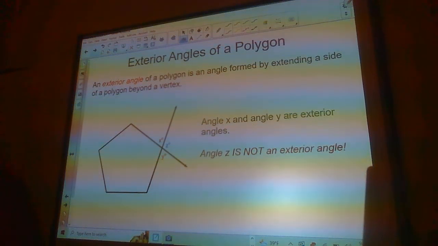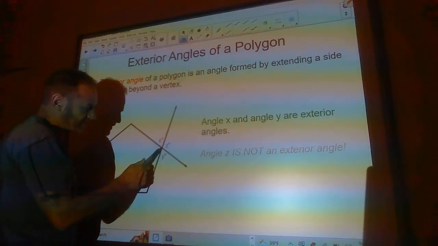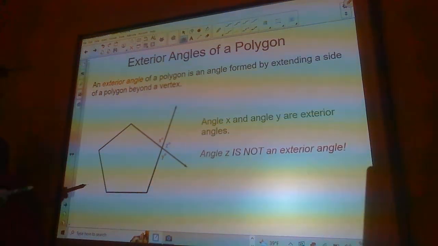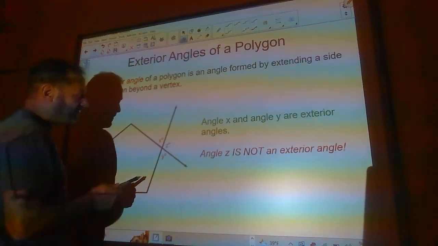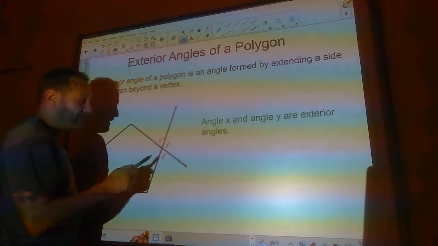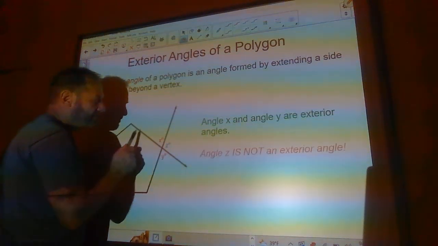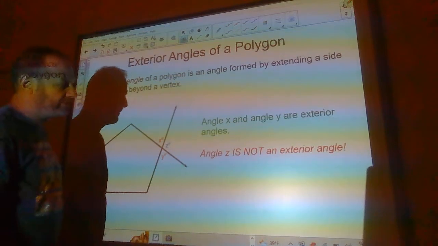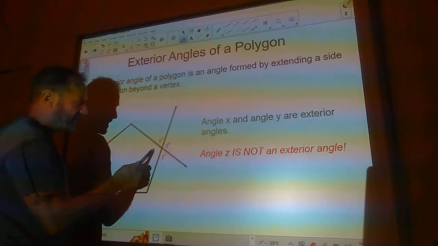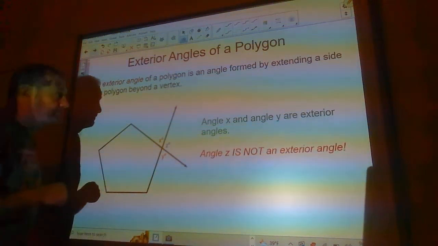Okay, let's talk about exterior angles. An exterior angle of a polygon is an angle formed by extending a side of a polygon beyond the vertex. So basically here I took this side right here and extended it here, took this side right here and extended it here. Each angle in a polygon has two exterior angles. Now, x and y are exterior angles because an exterior angle will always share a side with the vertex. Notice this flashing right here. Angle Z is not an exterior angle. Why is it not an exterior angle? It doesn't share a side with the polygon. It only shares the vertex.